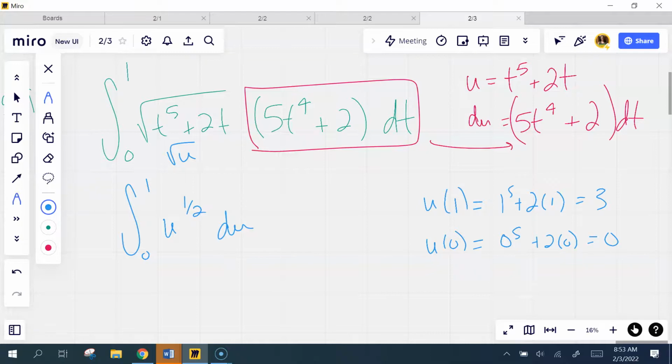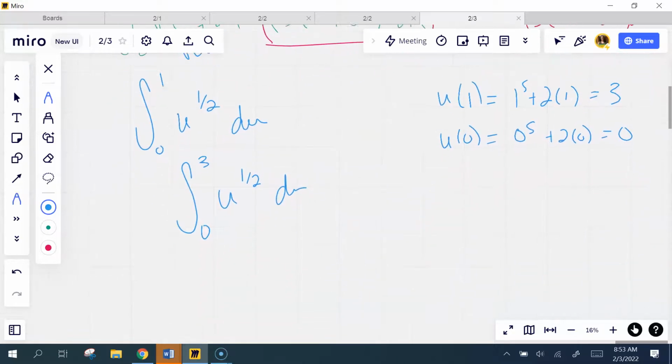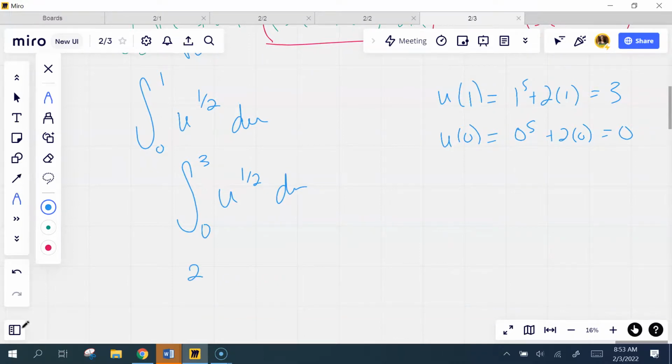Does that make sense? Remember your properties too. Sometimes when you change these bounds, the smaller number might not be on the bottom. You can flip it and throw a negative out front, or you can evaluate it just the way it sits. It'll just come out a little different for you. All right. What's the antiderivative of u to the 1/2? Yes. 2/3 u to the 3/2, evaluated from 0 to 3.